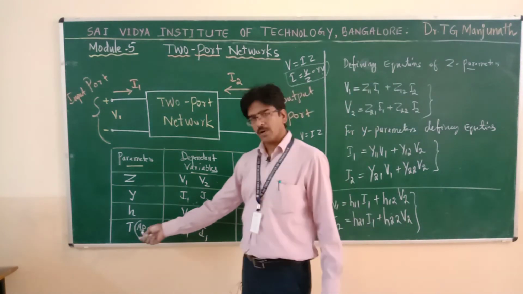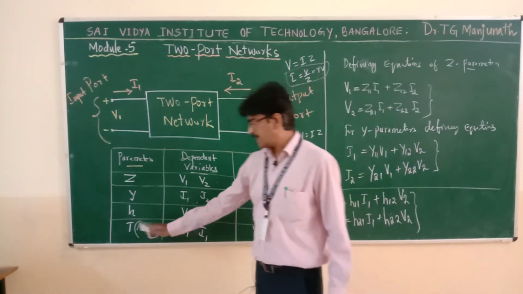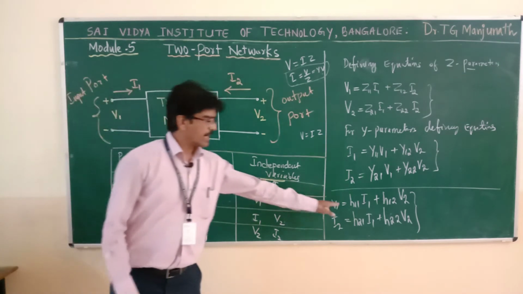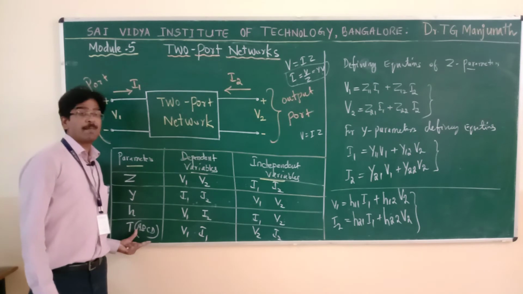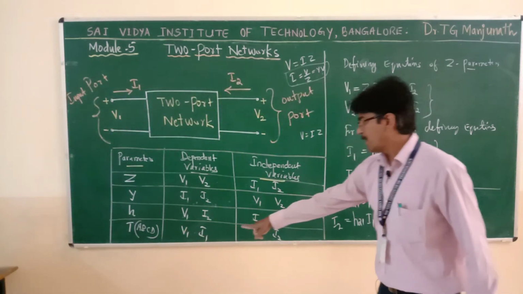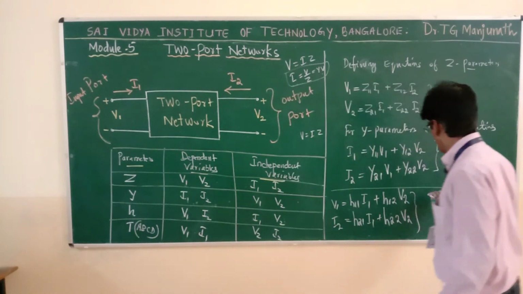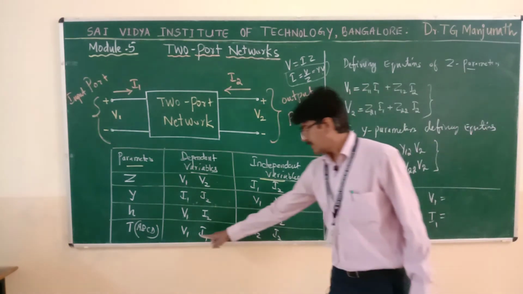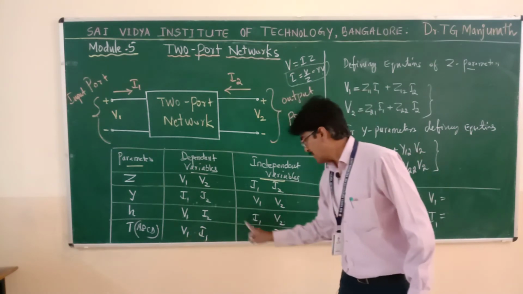Last one, very important: the defining equations of T parameters, which means ABCD parameters. Here we are not going to represent the coefficients as T11, T12, T21, T22 like that. Instead of that, we use A, B, C, D. So I will directly show you the defining equations of ABCD parameters. Two equations I should write: V1 depending on V2, I2, and I1 depending on V2, I2.